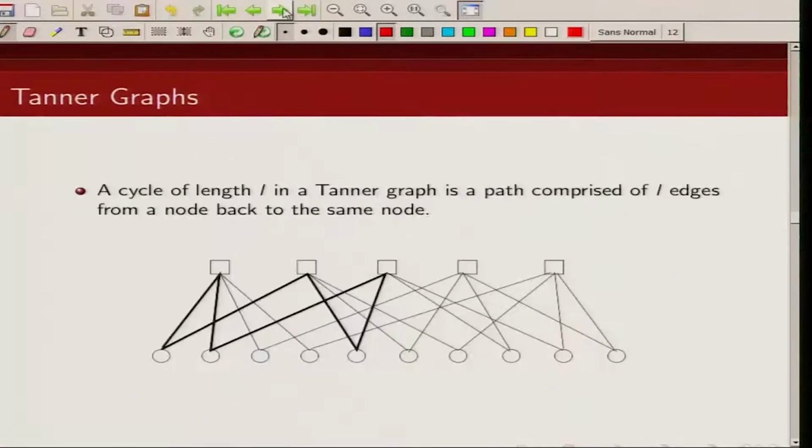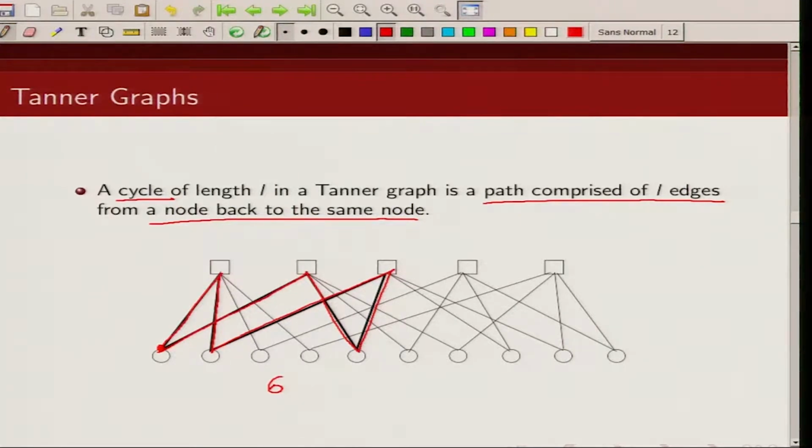Okay. Now, let us define what we mean by a cycle in this Tanner graph. A cycle of length L is a path that starts from a particular node and comes back to the same node. So, let us look at this node. If you start from this node, this edge 1, 2, 3, 4, 5, 6. So, this is a cycle of length 6.